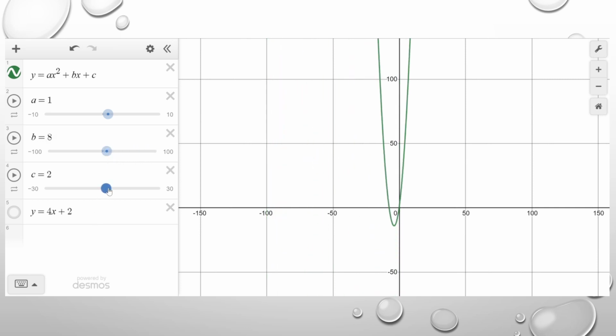And lastly for c, c is a constant. So it's pretty simple. As I change c, it just moves the curve up and down. It's just a pure translation. Up, down.